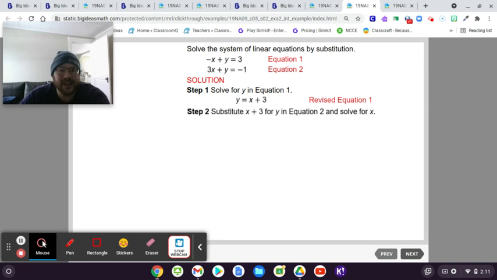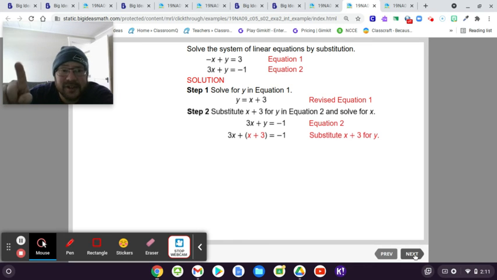For me, it would be easier, like they did, to solve it for y, because you don't have to worry about negatives. So if you add x to each side, you get y equals x plus 3 for this top equation. You will then substitute that into the second equation. So you're going to replace this y with x plus 3. Hopefully that all makes sense. Okay, if you have any questions about that, make sure to ask me, because that is the key to substitution.